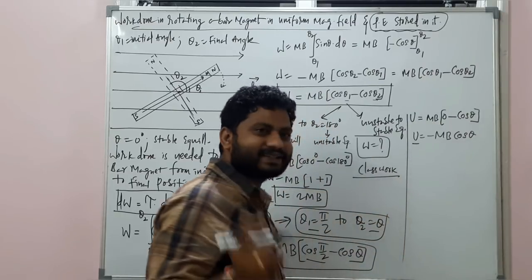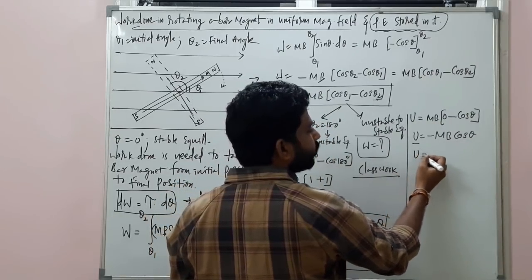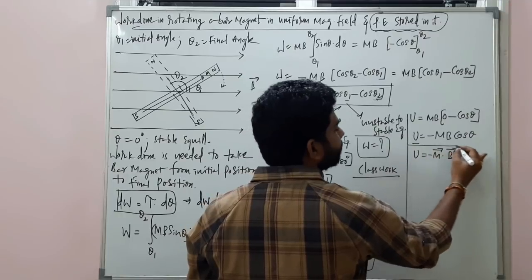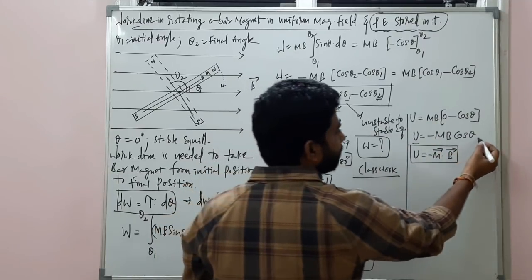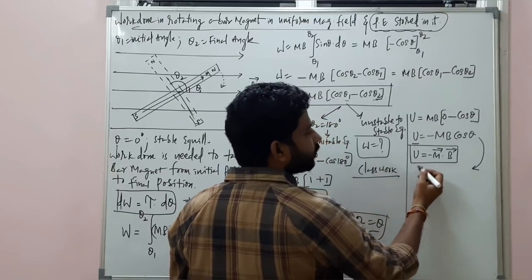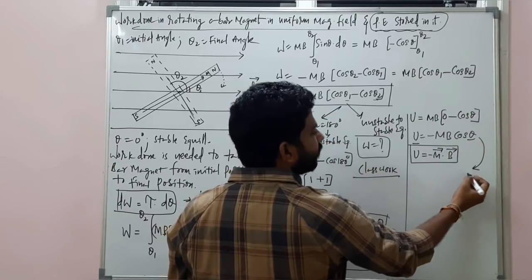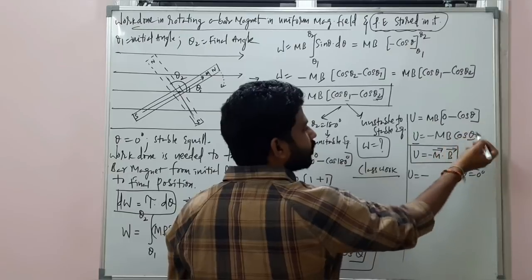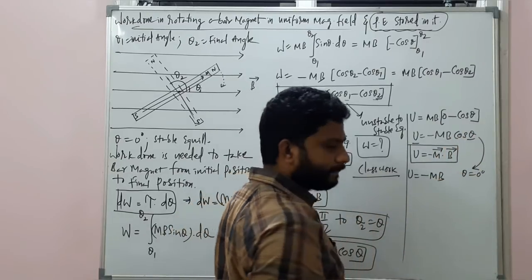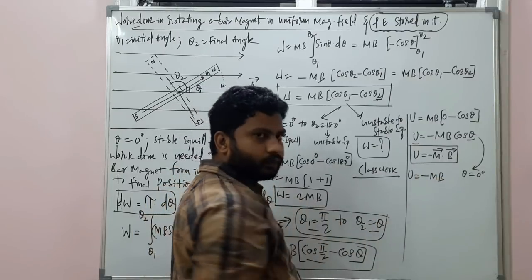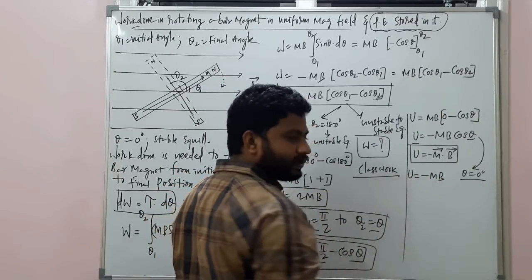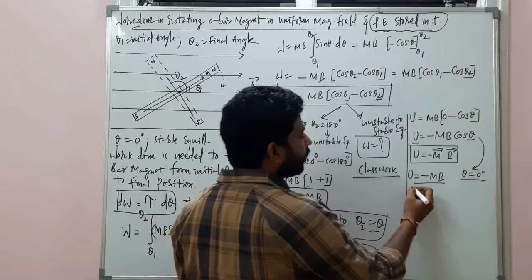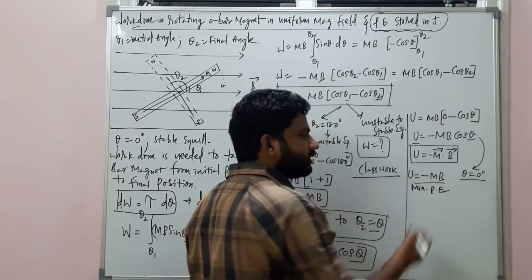As potential energy is a scalar quantity, you can write U is equal to minus M vector dot B vector. It's a dot product. And when theta is equal to 0 degrees, U is equal to minus MB, since cos 0 is 1. Carefully see, theta is 0 means stable equilibrium. At the stable equilibrium, the potential energy is minus MB. So that's called the minimum potential energy.